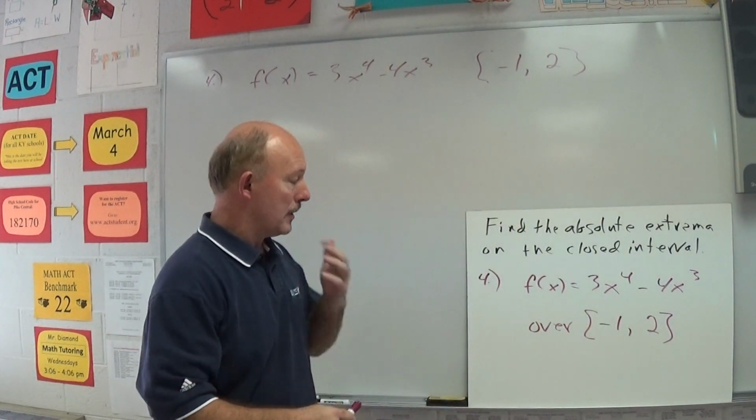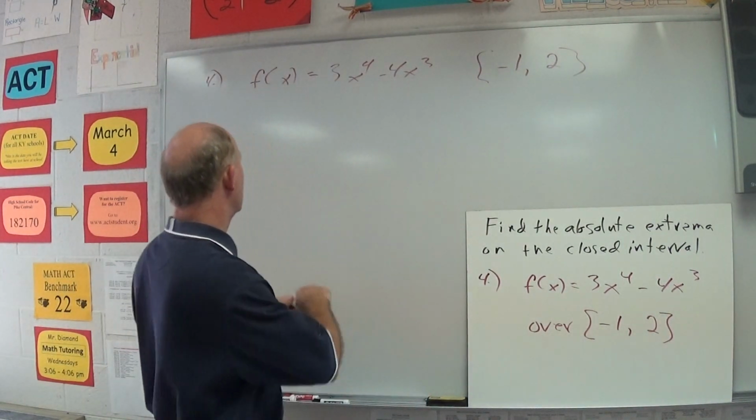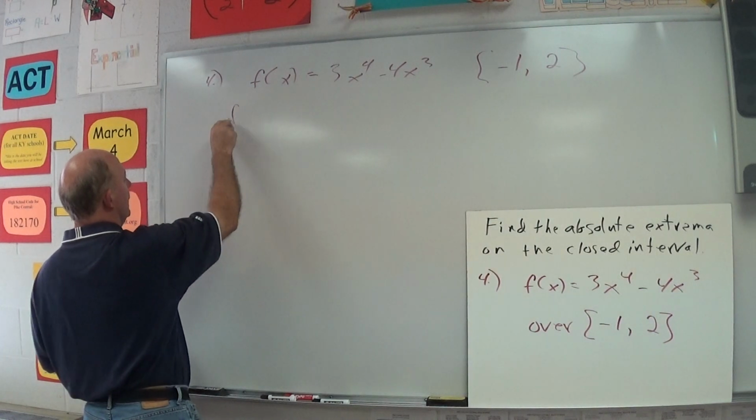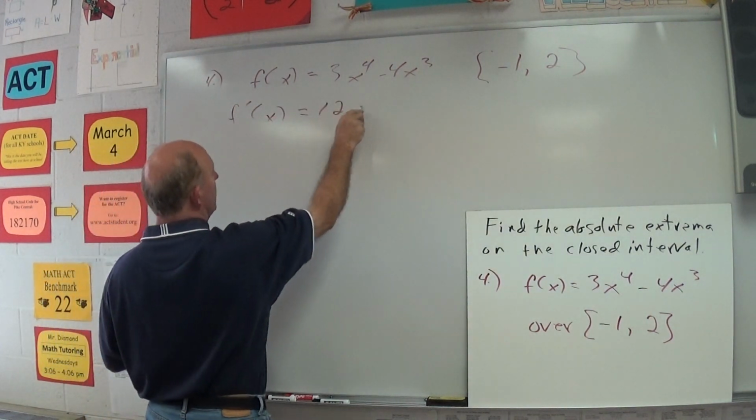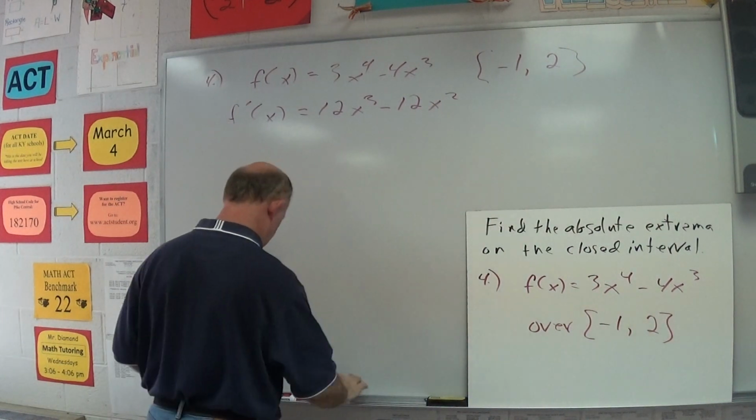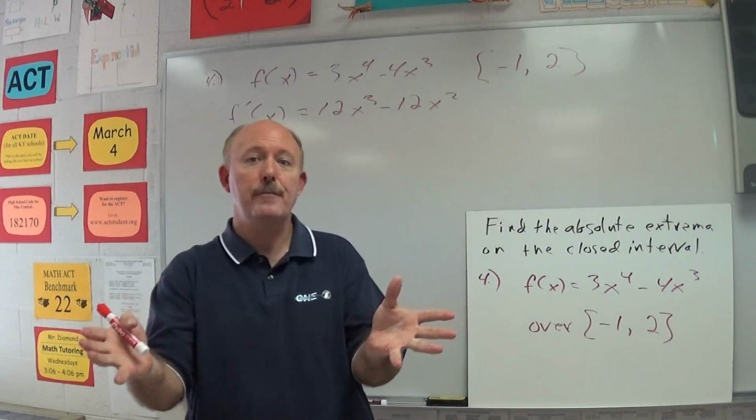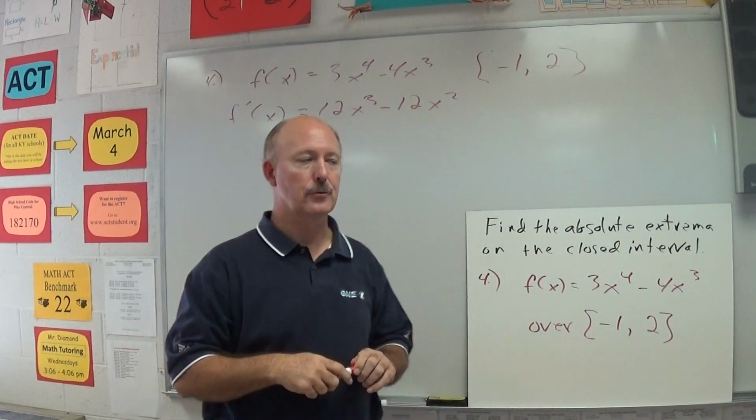All right, so let's start off to begin. Let's go and get our derivative, right? So we'll get the derivative. Now the derivative here would be 12x to the 3rd minus 12x squared. So here's our derivative. Now to begin, this is a closed interval, so I like to start off by finding the endpoints first. So let's get our endpoints.